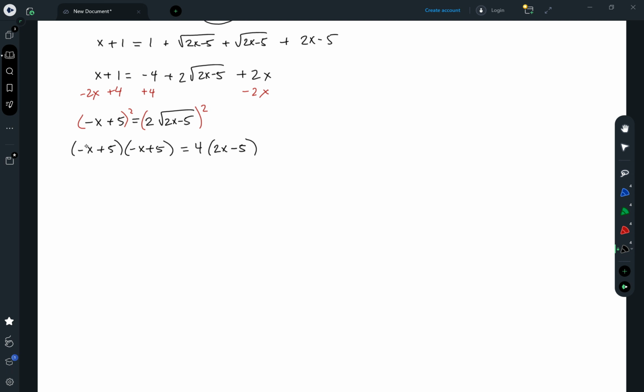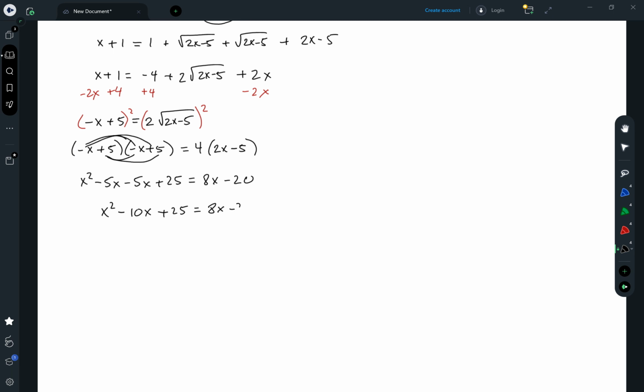On the left side, I can distribute. Negative x times negative x is x squared. Negative x times 5 is minus 5x. 5 times negative x is minus 5x. And 5 times 5 is 25. On the right side, I can distribute 4. And on the left side, I can go ahead and combine negative 5x and negative 5x to be negative 10x.